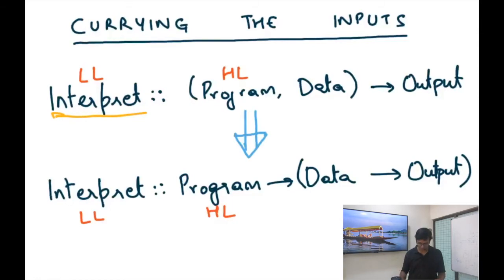All right. Now it makes sense to curry the arguments of interpret this way because typically the same program is executed on several different types of data or values of data. Okay. So I want to again emphasize that we would like to probably represent our interpret function in this manner, where it first takes program and then returns a function that takes data and returns the output, right?